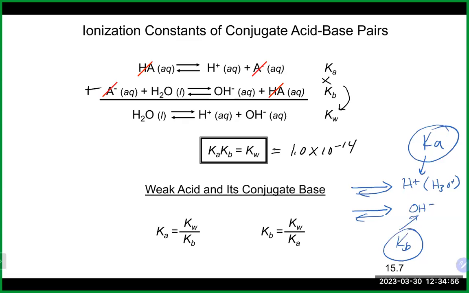You want to make sure you have those equations, and that's pretty much how you know which to use. Also, in most cases, if you have H plus or H3O plus on the product side, it's probably going to be more of an acidic solution. And if you have OH minus on the product side, it's going to be more of a basic solution.